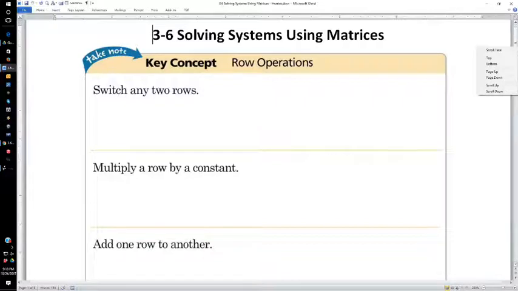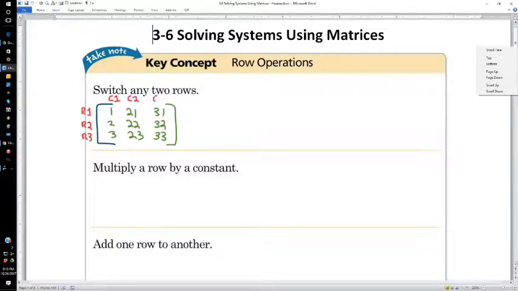Now, in a matrix, you have rows and columns. So let's say this is 11, 12, 13. This is 21, 22, 23. This is 31, 32, 33. So these are your rows. This is row 1, this will be row 2, this is row 3. And then you have columns. This is column 1, column 2, column 3.